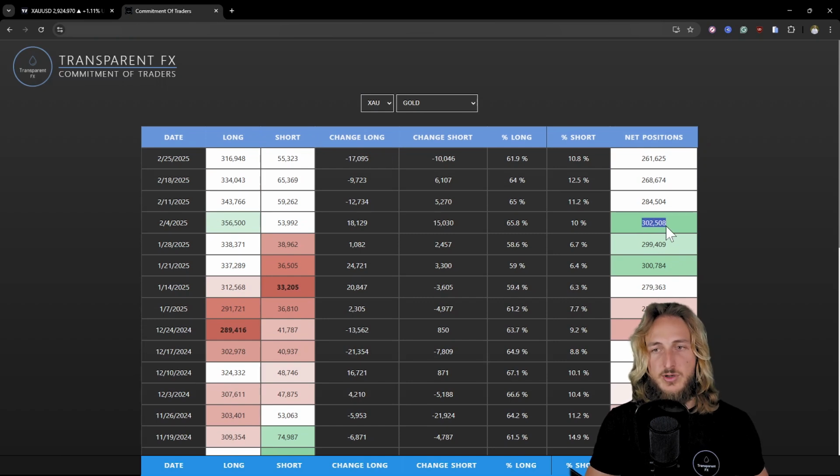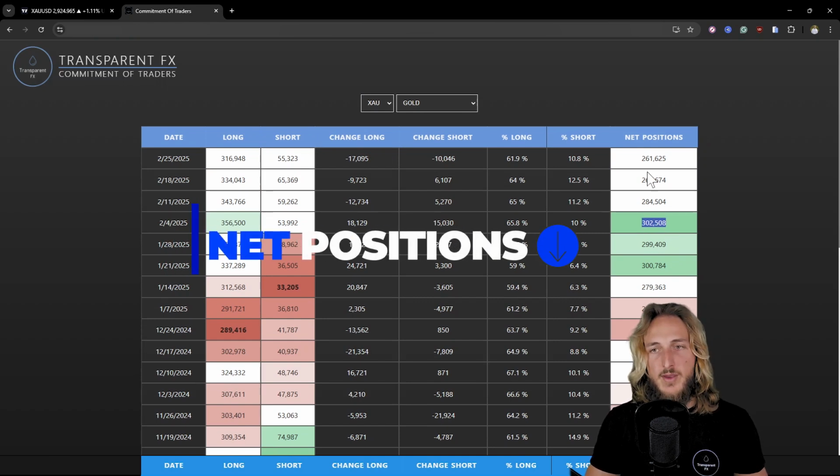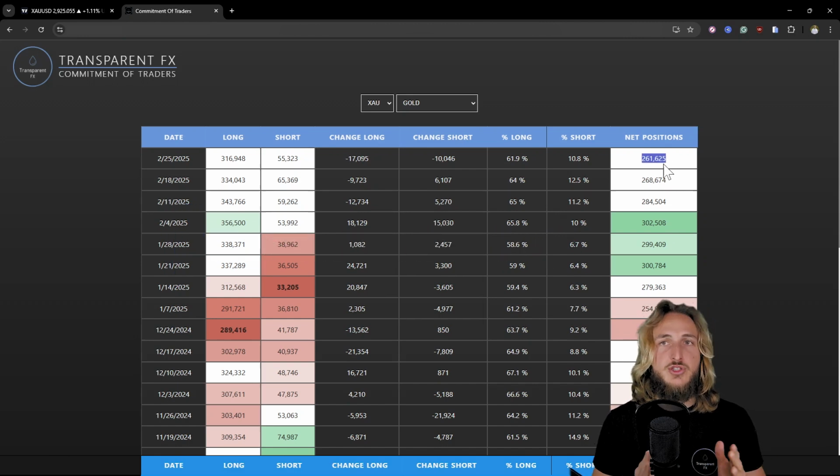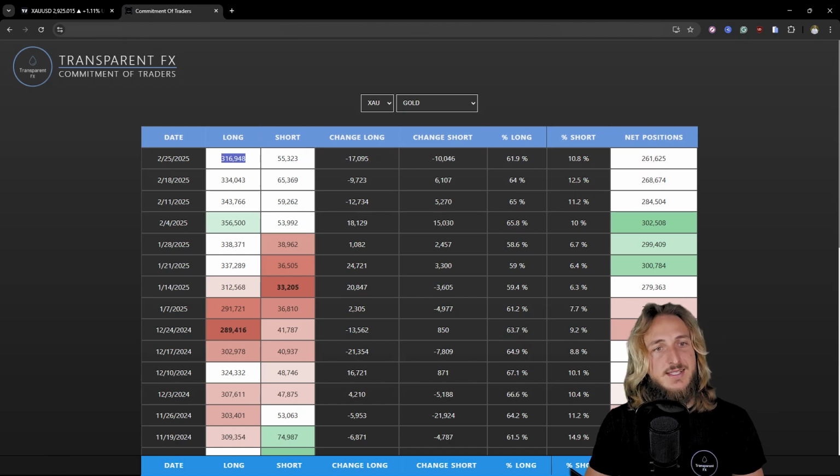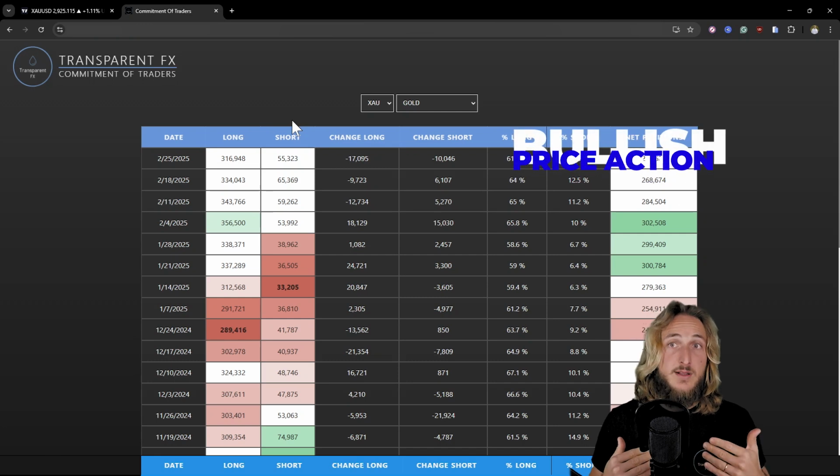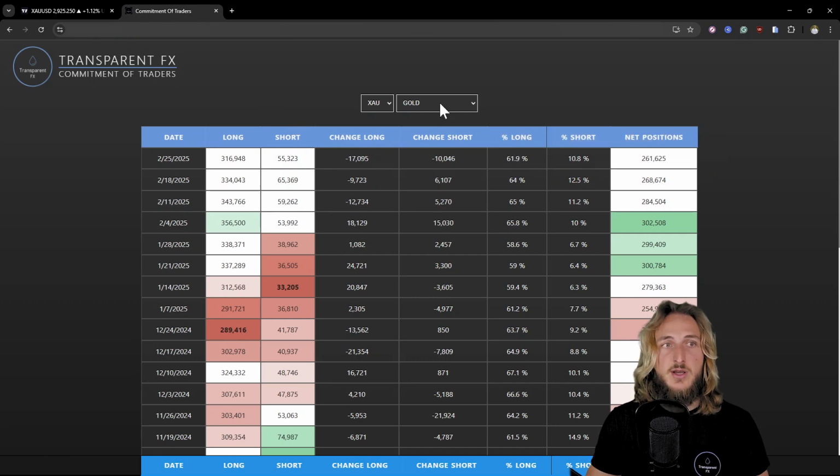But in the very short term, we went from 302.5K to 261K. So the long term looks very bullish. The short term seems a bit bearish. With institutions, however, in the long term still holding a vast majority of longs compared to shorts, with 316.9K longs from an institutional perspective compared to only 55K shorts. So institutions are still very bullish on gold, still very positioned to the bullish side for this market.